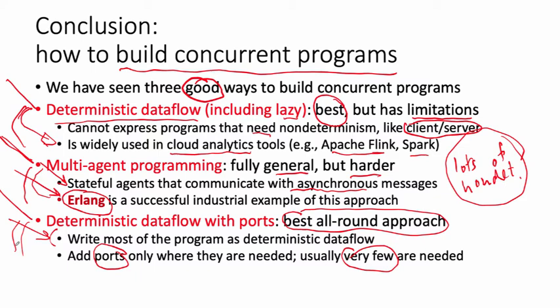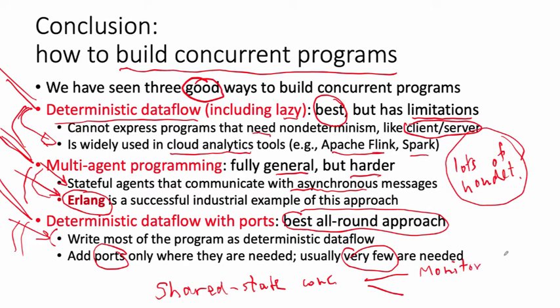So this, in my view, are the three good ways to build concurrent programs. After the break, we're going to see another approach, which is called shared state concurrency. There are two ideas here. Monitors, which is how languages like Java do concurrency. And then there's transactions.